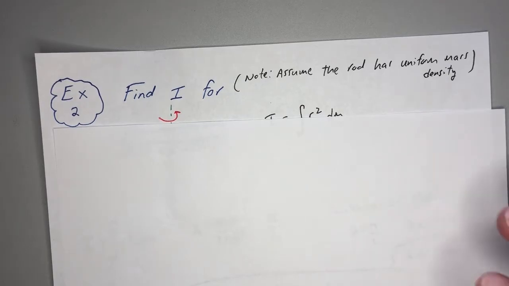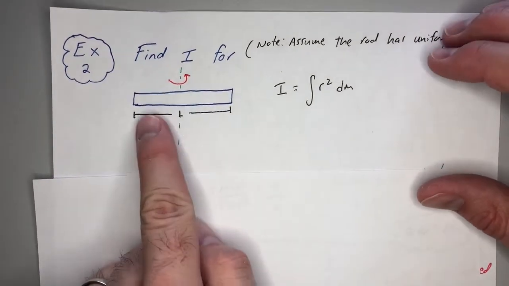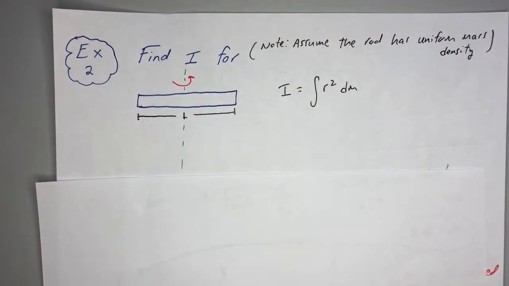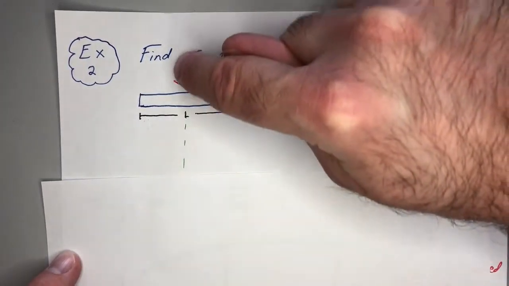So example 2 right here, same situation, except now instead of putting the point of rotation on the left end point, we're going to say, hey, can you find the moment of inertia for a long, thin rod like this, or a uniform board, whatever you want to think about. And instead of having the point of rotation on the left end point, we're going to put our axis of rotation right through the center.